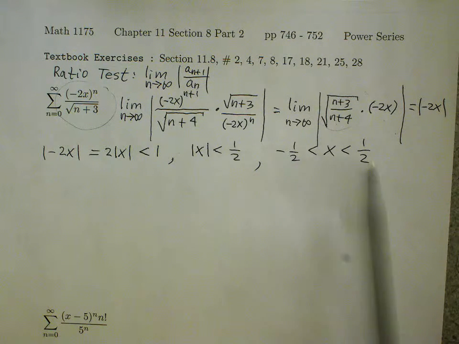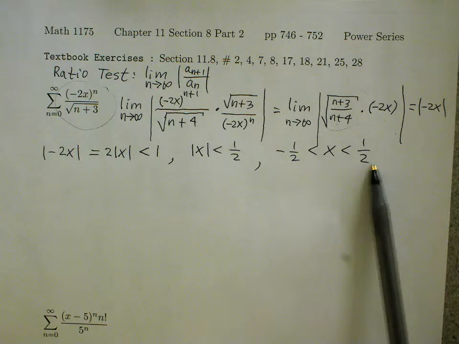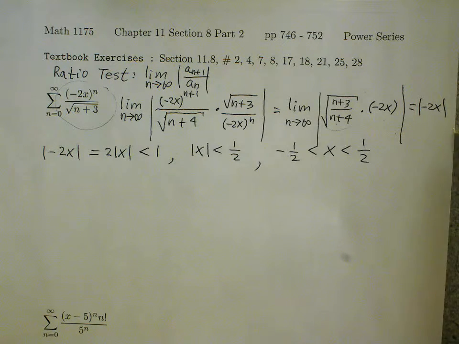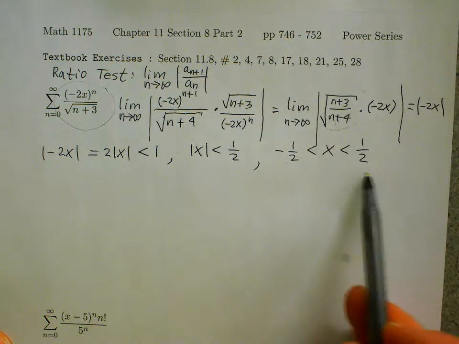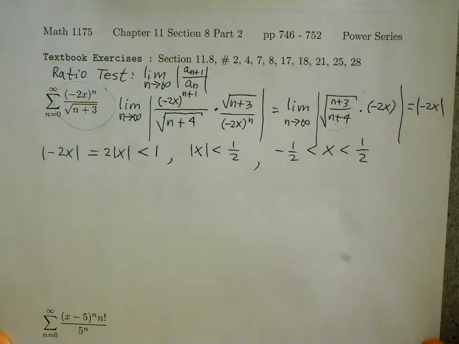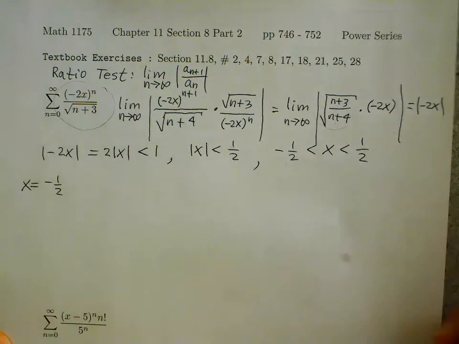Yeah, so if we replace x with either negative 1/2 or 1/2, the limit of the ratio is equal to positive 1, and the ratio test is inconclusive when the limit is equal to 1. So we have to test the endpoints separately to see if they will be part of the interval of convergence. So first, let's test negative 1/2.